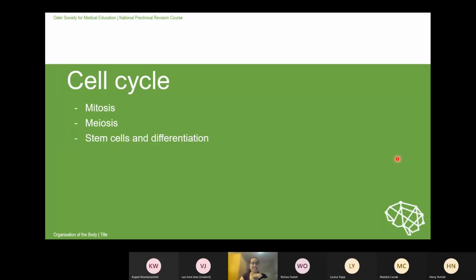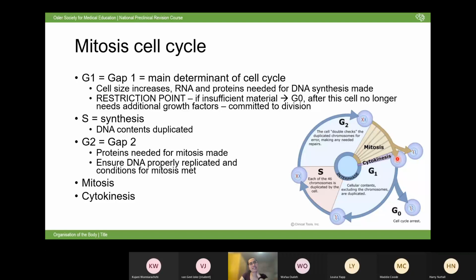So this is essentially cell proliferation. I'm sure you have done this at A level probably. So mitosis is how we do classical cell division to produce an identical cell.